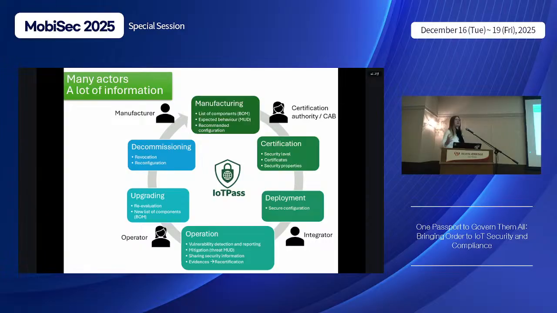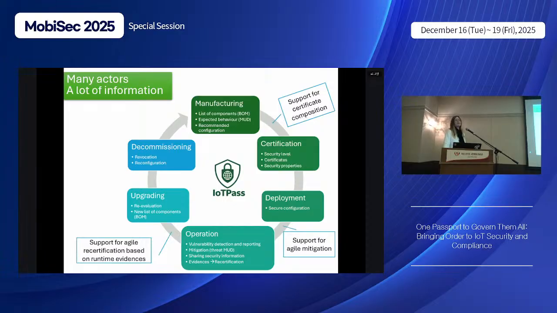So the idea is to centralize all the information in a single machine-readable document, so all the different actors of the life cycle can share the security information related to a specific device. This is valuable not only to enable collaboration between them, but also to support, for example, certificate composition, because if we have access to the security information of the small pieces of the system, we can use this information to certify a bigger system. Also, if we are collecting evidence during the operational phase, we can use this evidence to support agile recertification in case we detect some security change.